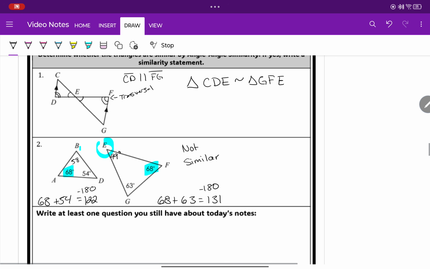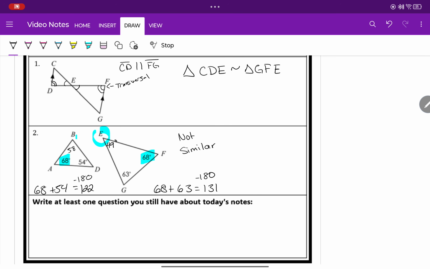Please write at least one question that you still have about angle similarity. We will continue to practice with this as we look at a couple other theorems.